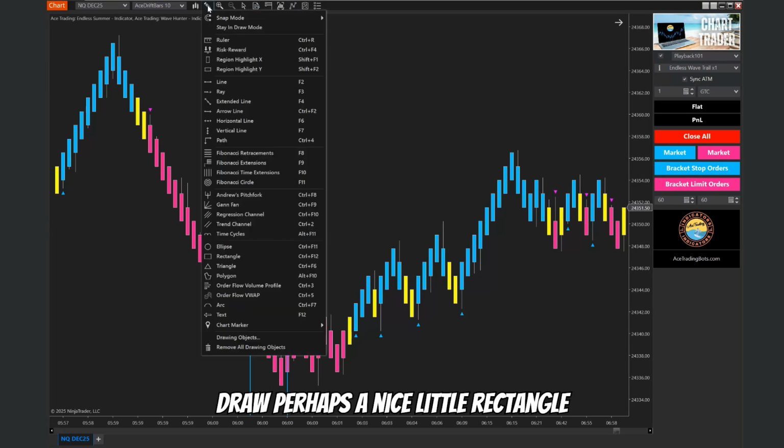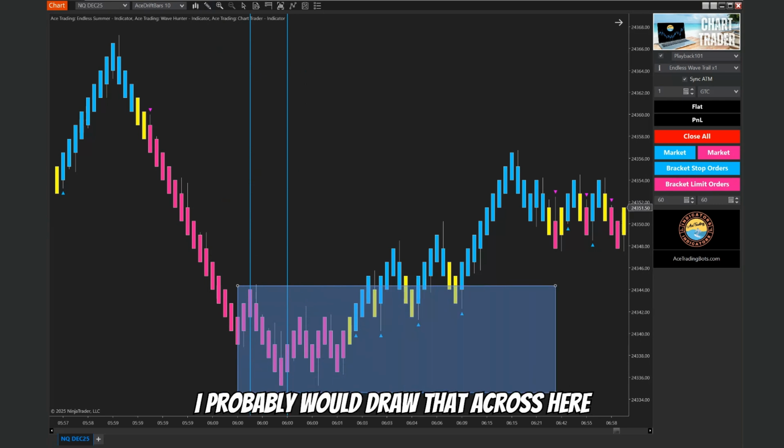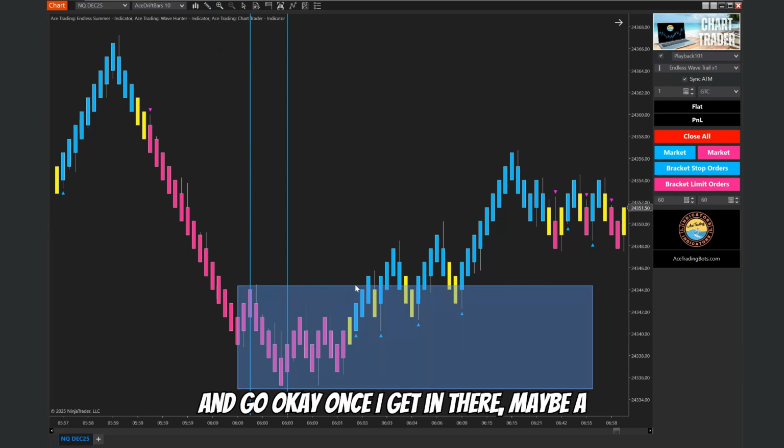So let's just draw perhaps a nice little rectangle around that. So you can see there is a bit of consolidation there. I probably would draw that across here and go, okay, once I get out of there, maybe a bit of a retest, I probably would have got in here and got a really nice push out that side.